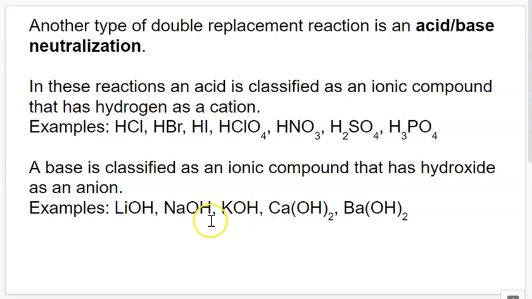You can also just refer to them as hydrogen chloride, hydrogen bromide, hydrogen iodide, the main way that we've been referring to ionic compounds in the past. And a base is classified as an ionic compound that has hydroxide as the anion. So we have lithium hydroxide, sodium hydroxide, potassium hydroxide, calcium hydroxide, barium hydroxide, etc. And these don't really have any fancy names. You can just use the normal ionic compound name for them.